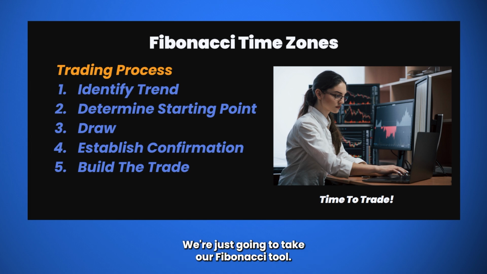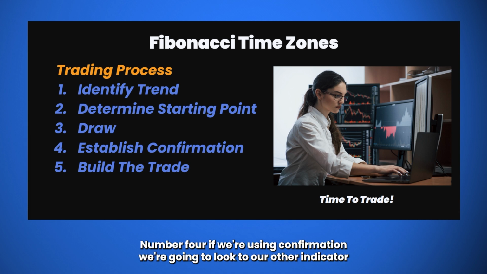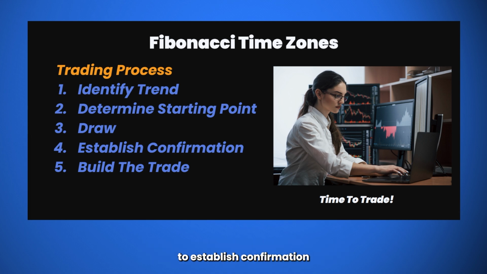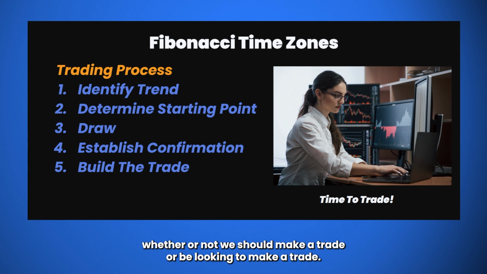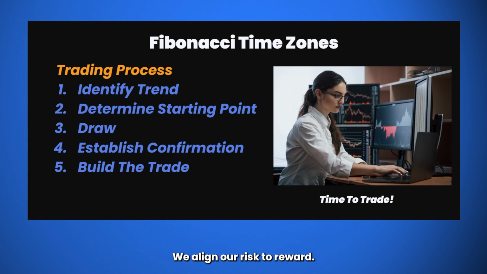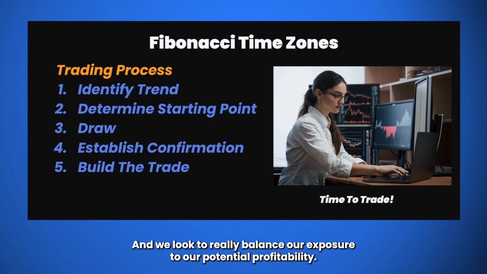We're just going to take our Fibonacci tool and apply it to the pricing chart. Number 4, if we're using confirmation, we're going to look to our other indicator to establish confirmation whether or not we should make a trade or be looking to make a trade. And number 5, we build the trade. We align our risk to reward, and we look to really balance our exposure to our potential profitability.